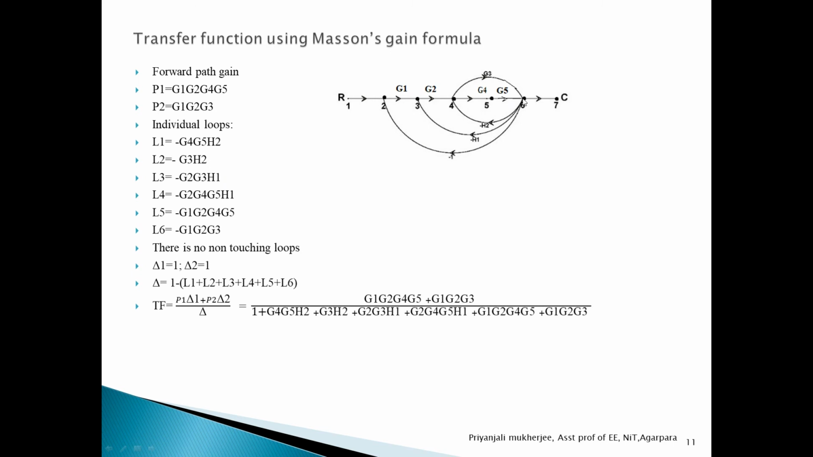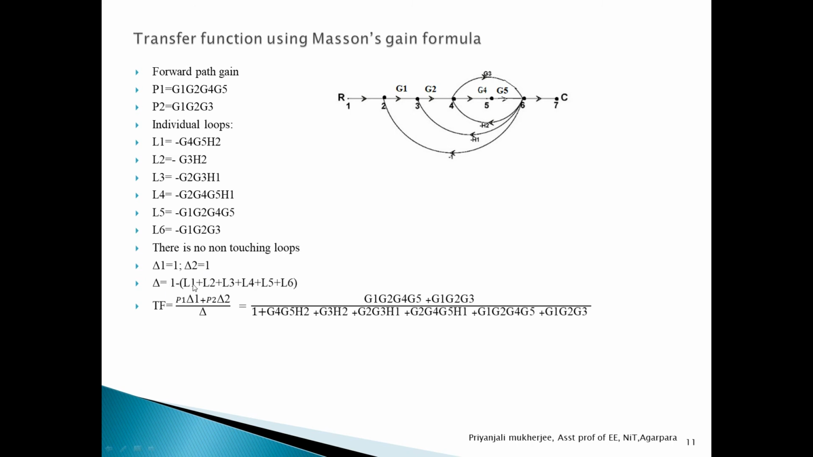And here also all the loops are sharing the node 6, so there are no two non-touching loops. Next we need to calculate delta 1 and delta 2. For delta 1, all the loops are connecting with the first forward path G1, G2, G4 and G5, so delta 1 is equal to 1. As well, all the individual loops are connecting with the second path, that is G1, G2 and G3, by this node 6, so delta 2 is also equal to 1.